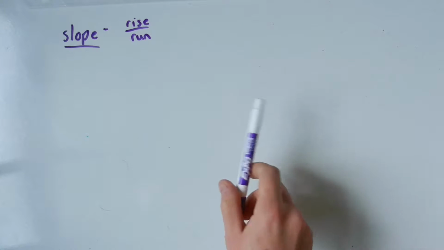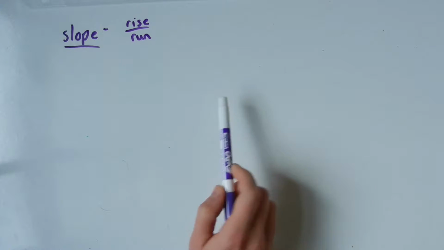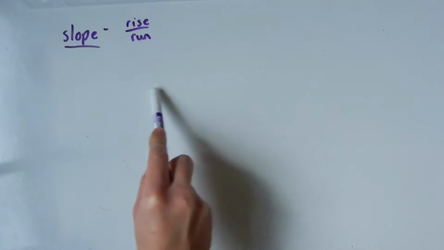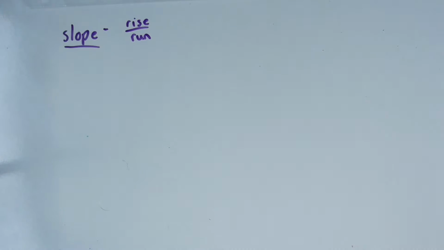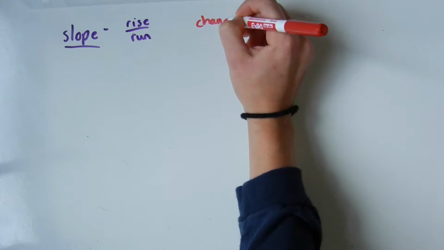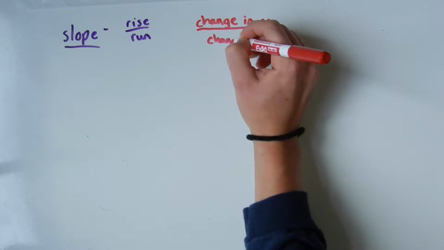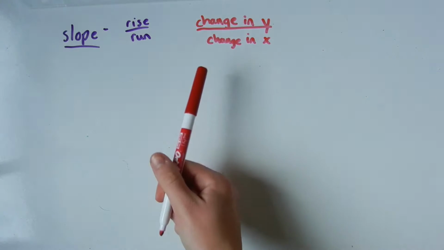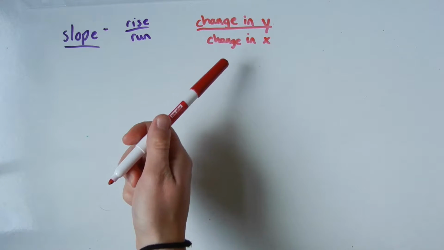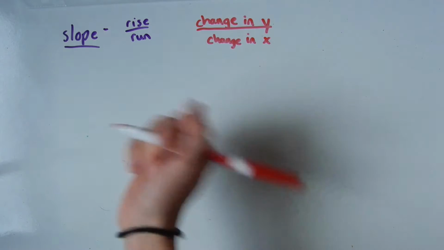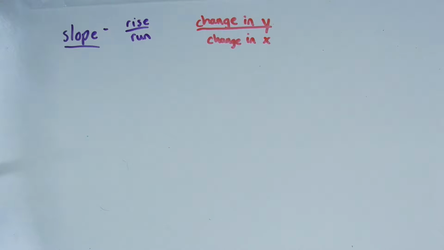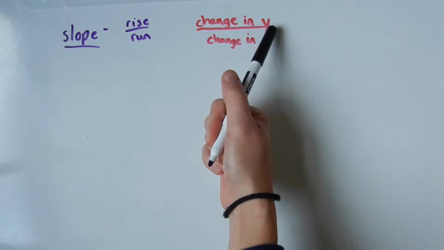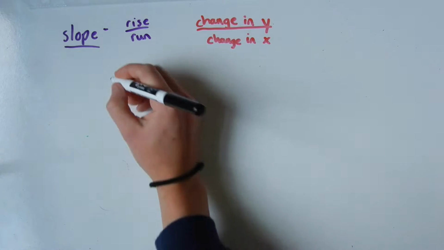And what that's saying is that it's the change in the vertical rise over the change in the horizontal run. So the change in y over the change in x. And this is also known as the rate of change. So when you hear the rate of change, think slope. To write slope as a formula, we're going to do the change in y over the change in x.